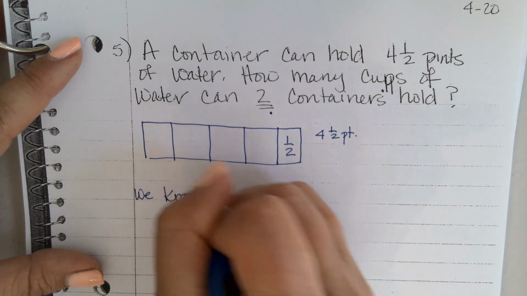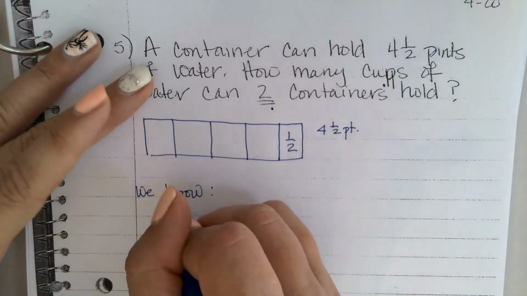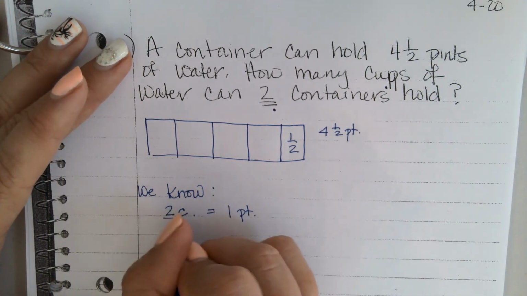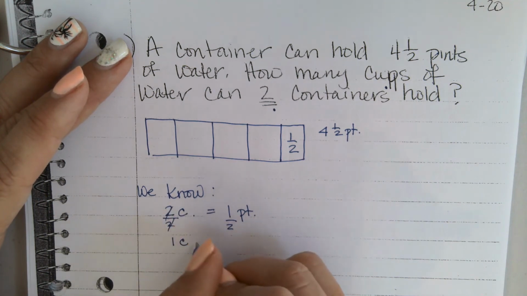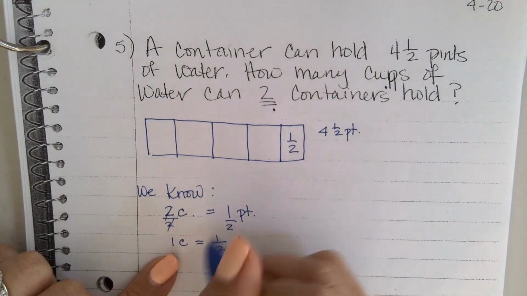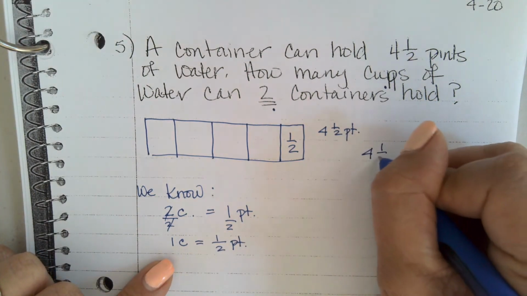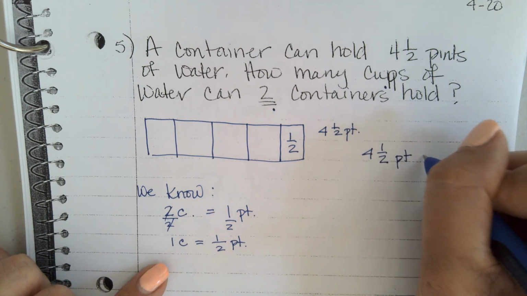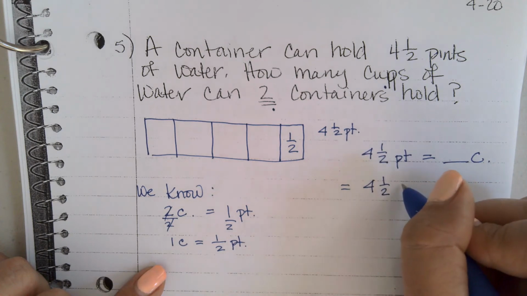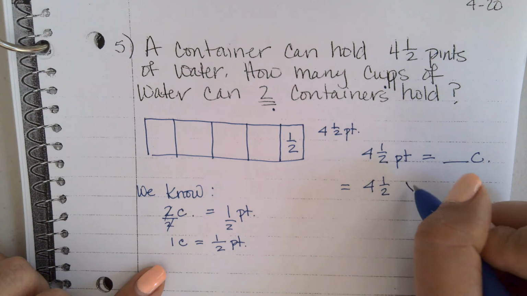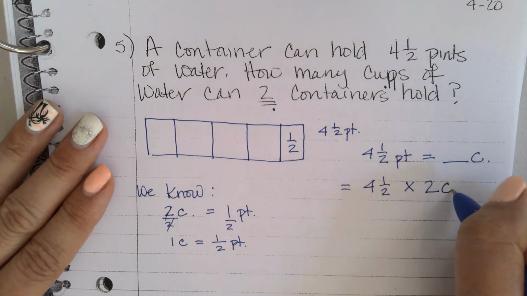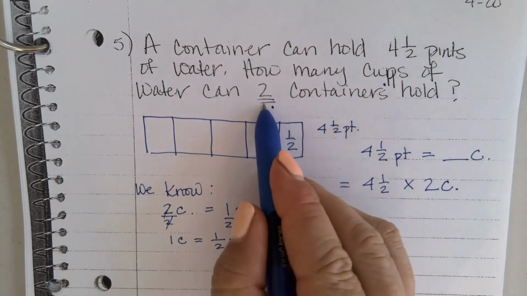We know there are 2 cups in 1 pint, right? So 1 cup is equal to a half a pint, right? So now let's go ahead. This is going to be our renaming, right? So let's go up here. 4.5 pints is equal to how many cups, right? So now I have 4.5 copies times 2 cups because we have to double it. We're going to times 2.